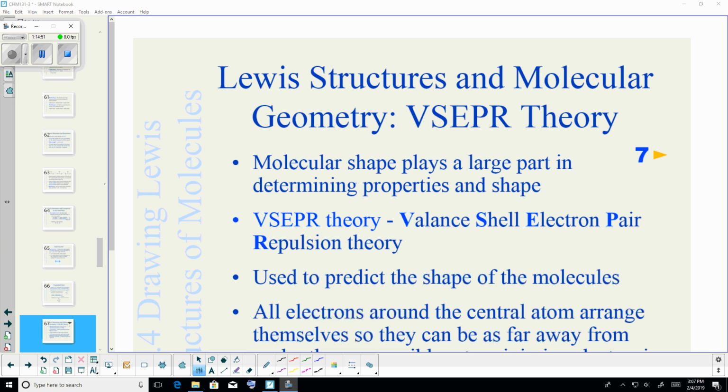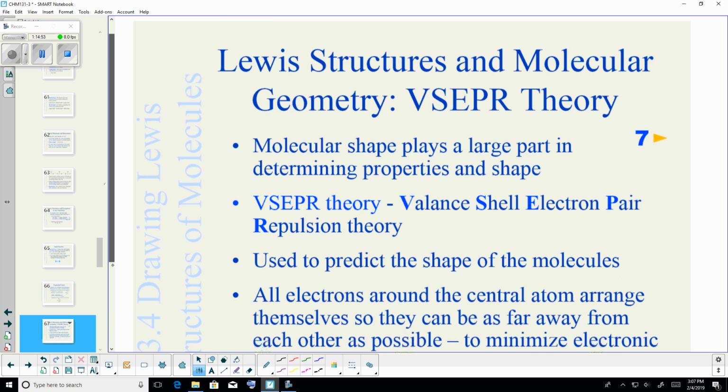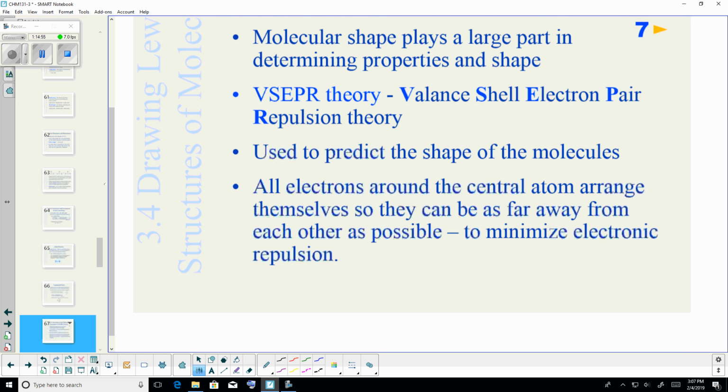What does that mean? It means all electrons around the central atom arrange themselves so they can be as far away from each other as possible. Because electrons are the same charge, they repel. So I'm going to go through this using these high-quality models we have here.